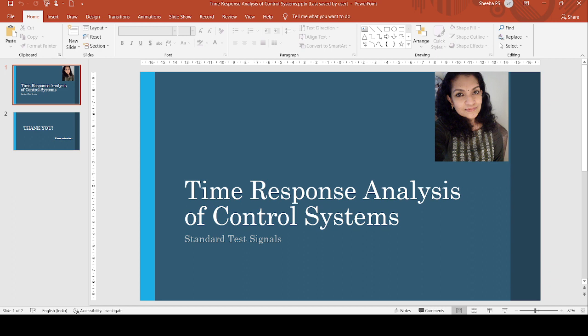of a control system. We know that since time is used as an independent variable in most of the control systems, it is usually of interest to evaluate the state and output response with respect to time, or we call it simply time response.